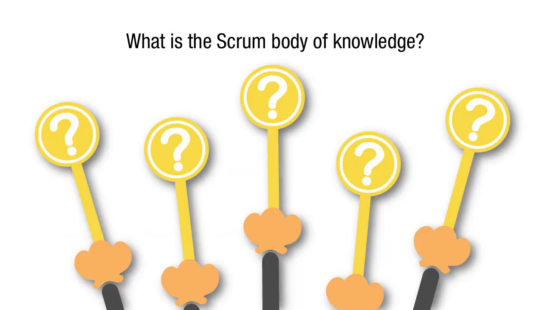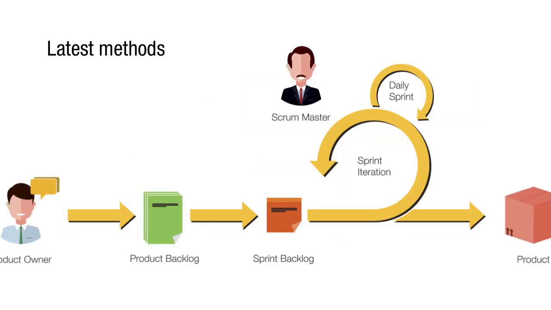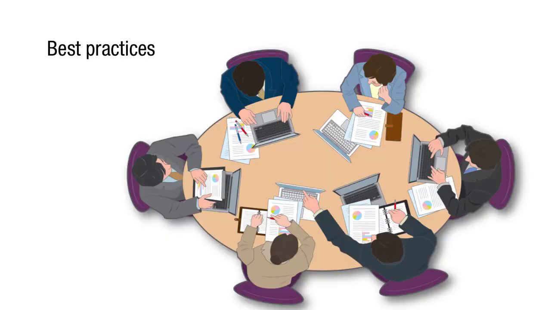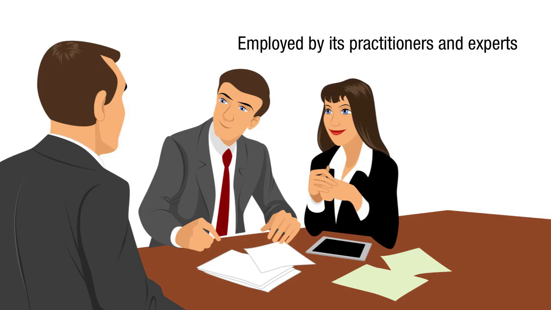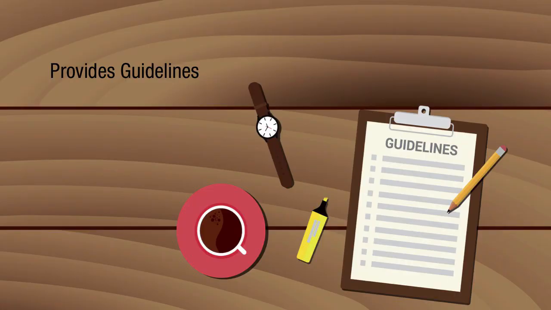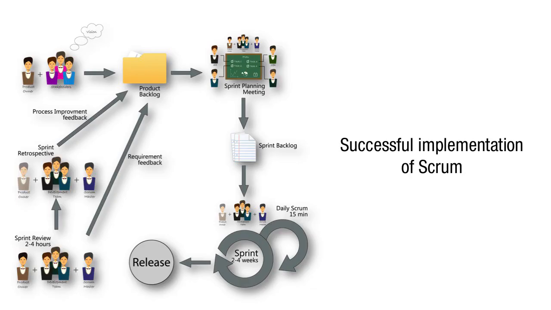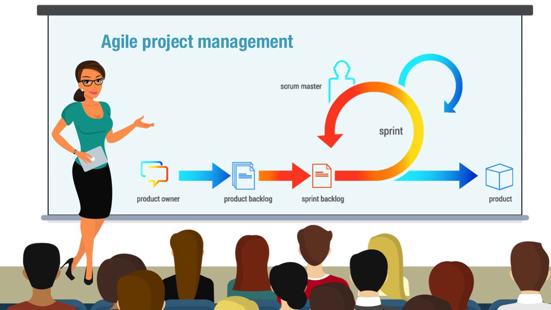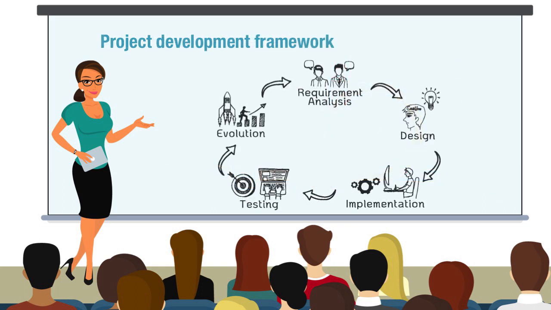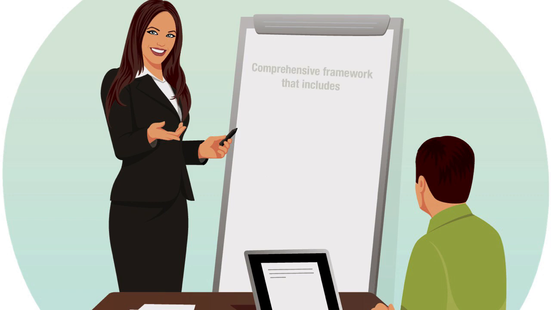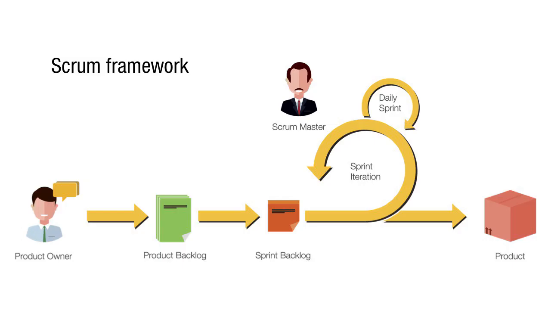What is the Scrum Body of Knowledge? It is a compilation of the latest methods and best practices employed by its practitioners and experts. Furthermore, it provides guidelines for the successful implementation of Scrum. It is the most popular Agile project management and project development framework. It provides a comprehensive framework that includes the principles, aspects, and processes of the Scrum framework.